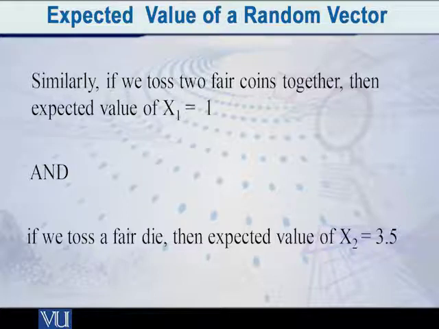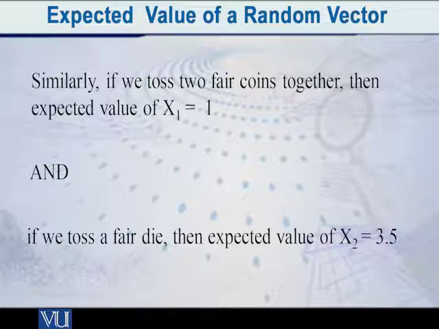Now, suppose that with my left hand, I'm doing another experiment, and that is that I'm tossing a fair die. And I'm denoting the number that I get on the die on the uppermost face. This particular random variable I'm denoting by x2. If x2 denotes the number of dots that you have on the uppermost face of your die, students, what will be the expected value of x2?